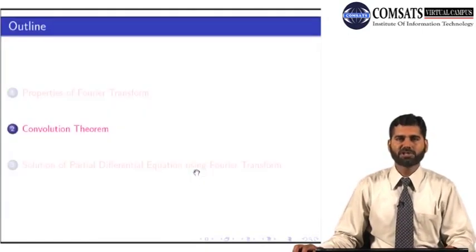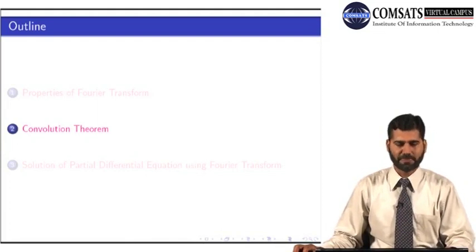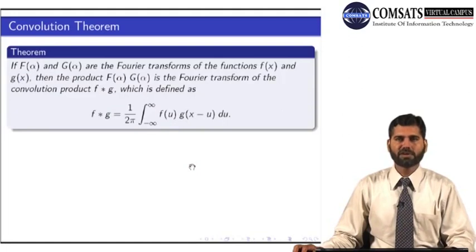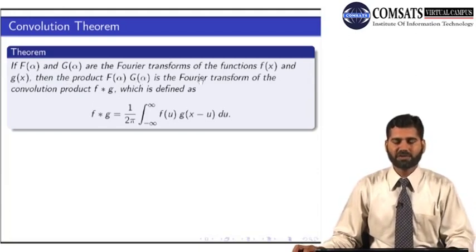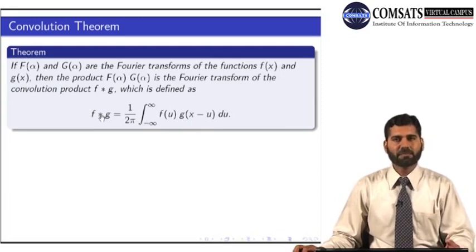Then comes the convolution theorem. We did the convolution theorem for the Laplace transformation, so let's see what it is for the Fourier transform. Convolution theorem for the Fourier transform: if F(alpha) and G(alpha) are the Fourier transforms of the functions f(x) and g(x) respectively, then the product F(alpha)G(alpha) is the Fourier transform of the convolution f star g, which is defined as this. So it is again the same.